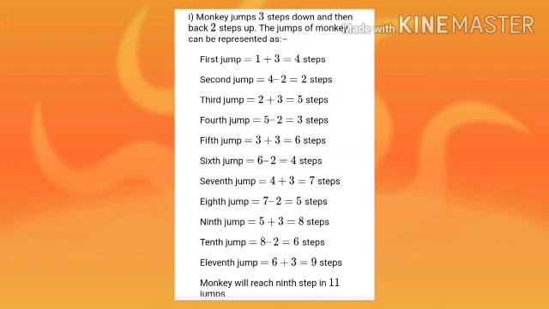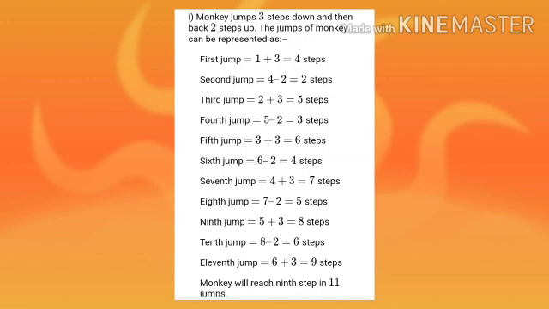Then on the second jump, he was on the 4th step. Then he moves 2 steps back. Therefore, it is represented by minus 2. 4 minus 2 is equal to 2. The monkey is now at the second step.